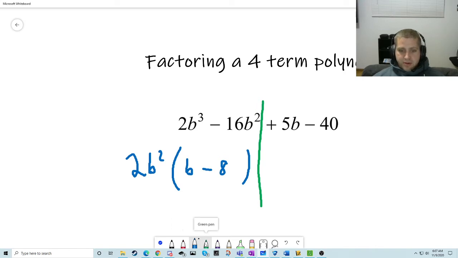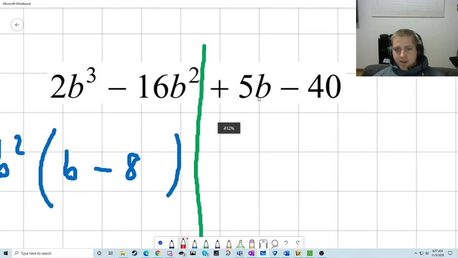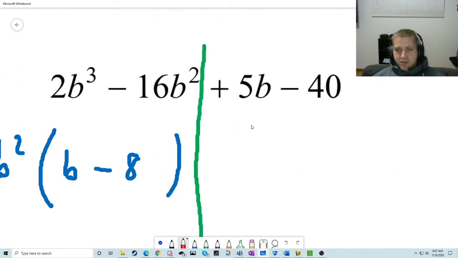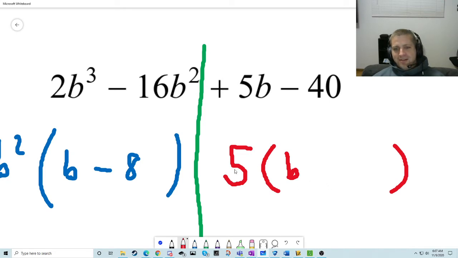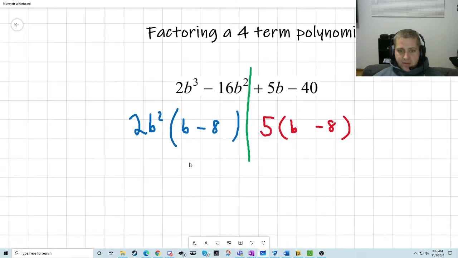Then we move on to our next one, which is this half. So I'm going to just kind of zoom in on this half. GCF here is 5. They both divide by 5. Then I have to figure out 5 times what is 5b. Well, obviously just b. 5 times what is negative 40? That's negative 8. And then I can start writing my final answer.